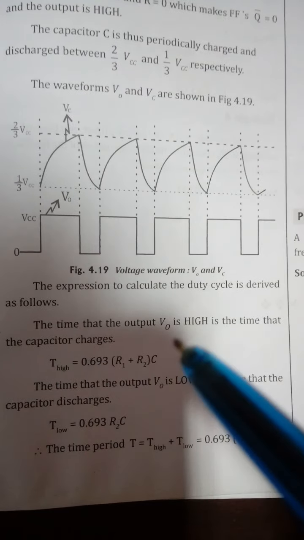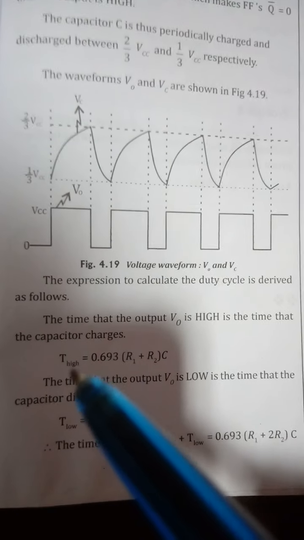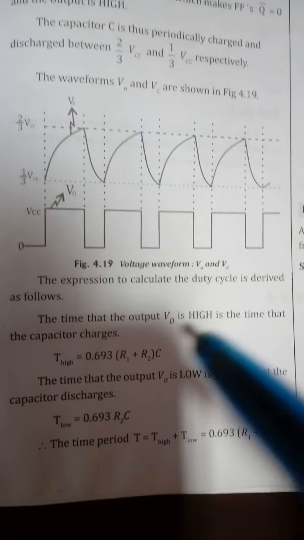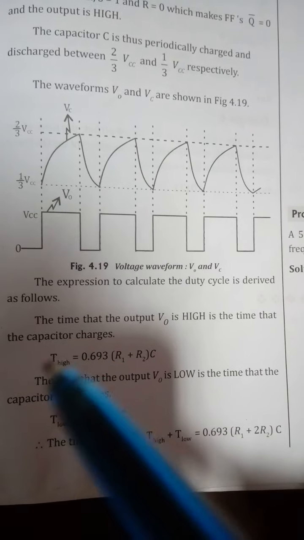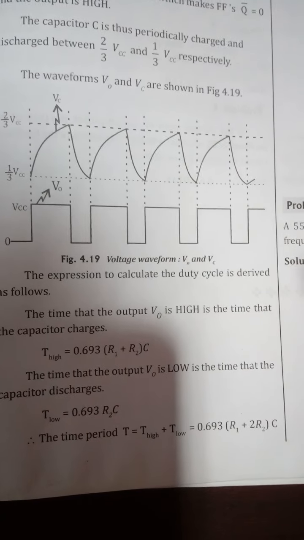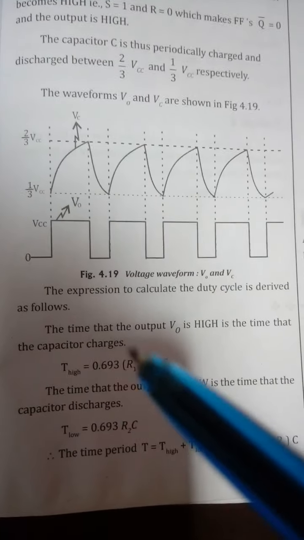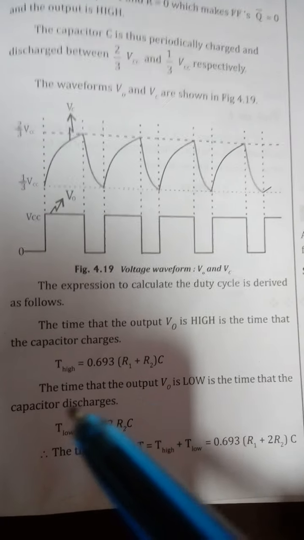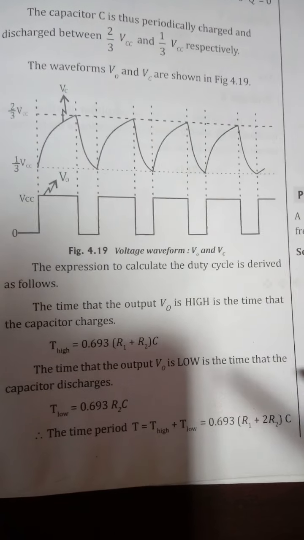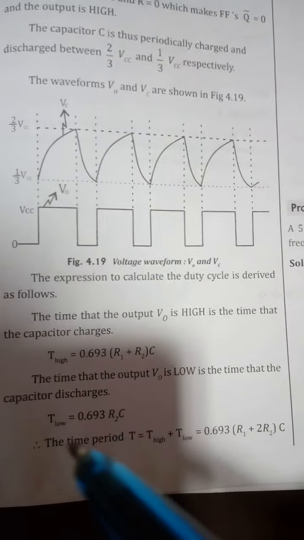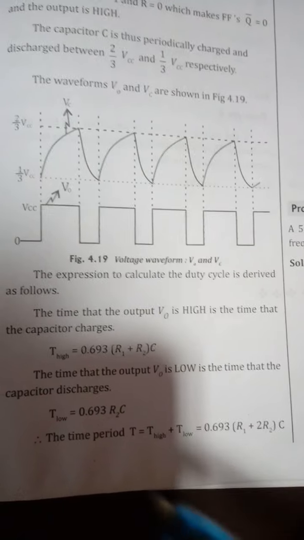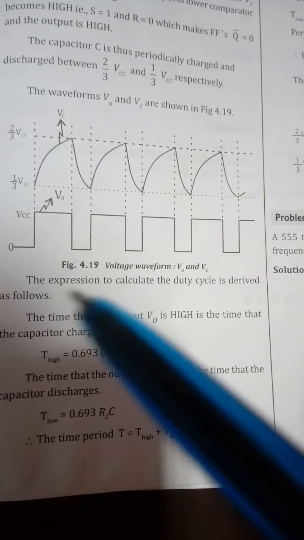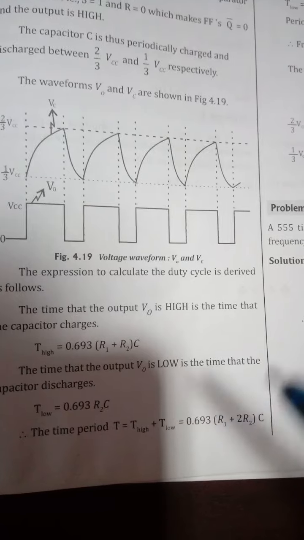The time that the output V0 is high is the time that the capacitor charges. T high becomes 0.693 into R1 plus R2 into C. You know that the formula for the time is t equal to 0.693 RC, and since you are using two resistances, you get R1 plus R2 into C. The time that the output V0 is low is the time that the capacitor discharges. For discharging you use only one resistance R2, so T low is 0.693 R2 into C. The total time period is T high plus T low, which gives 0.693 into R1 plus 2 R2 into C.